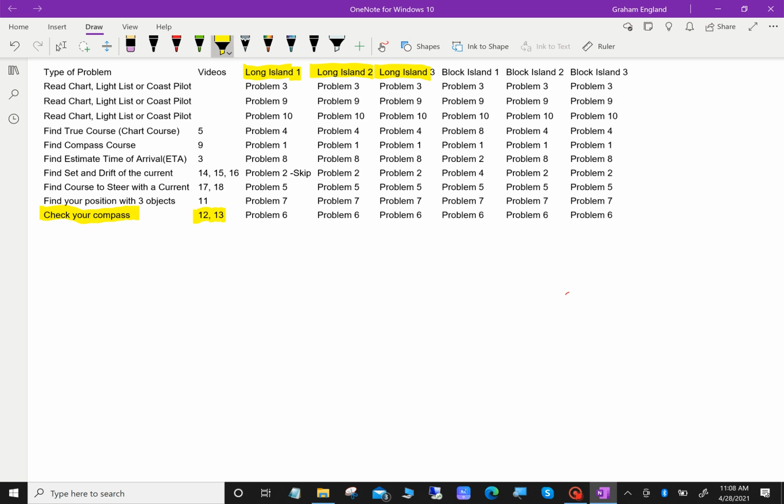Remember, all of these practice tests have the answer sheet on the very first page. So when you do a problem, check to make sure you got the right answer. If you didn't get the right answer, for example if you were doing estimated time of arrival and couldn't figure it out, and then you finally do figure it out, so you know this is one that's a pain in the neck for you, maybe do Long Island 2 and Long Island 3 in a row. Boom, boom, boom. Do them to force yourself to remember the right way to do it. And again, you'd be using video number 3.